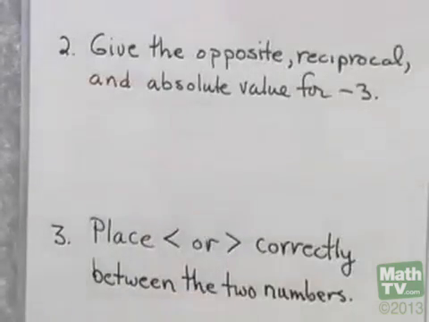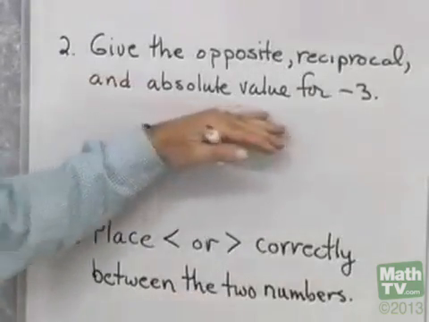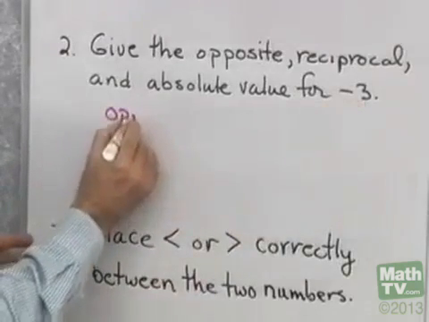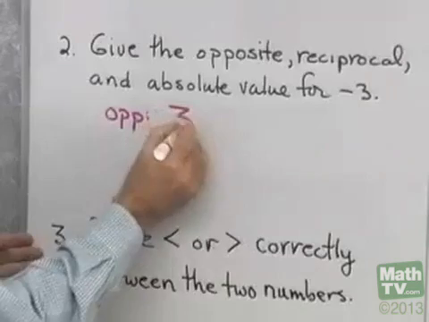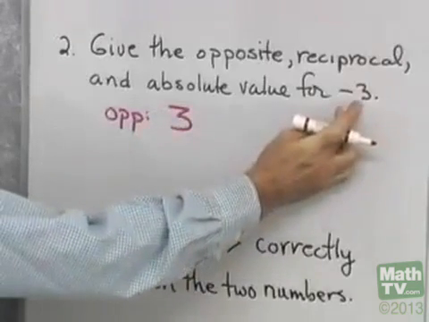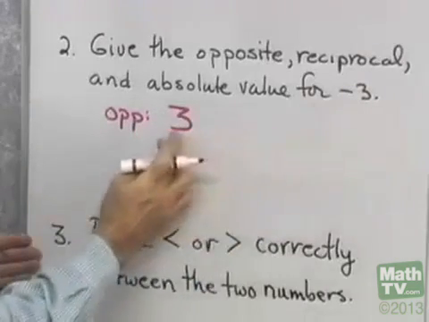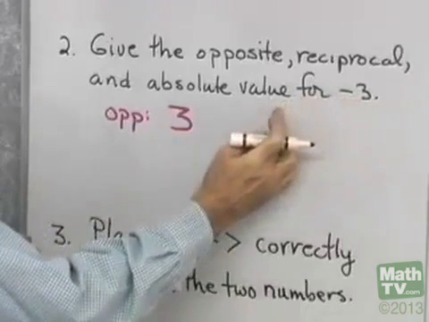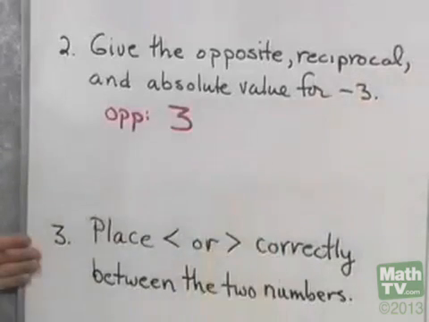Let's find the opposite, reciprocal, and absolute value of -3. Well, the opposite of -3 is 3. It's the number that's the same distance from 0 on the number line, but in the opposite direction. So -3 is to the left of 0 on the number line. Its opposite is +3, which is 3 units to the right of 0 on the number line.